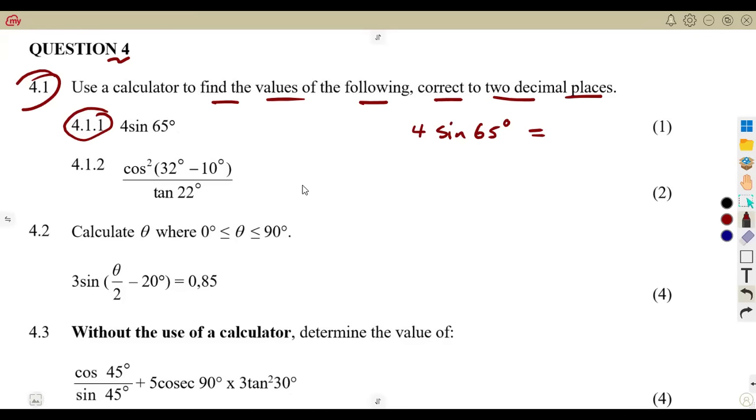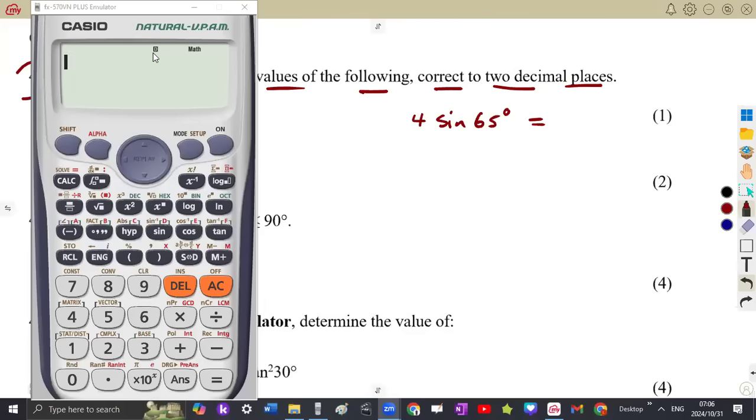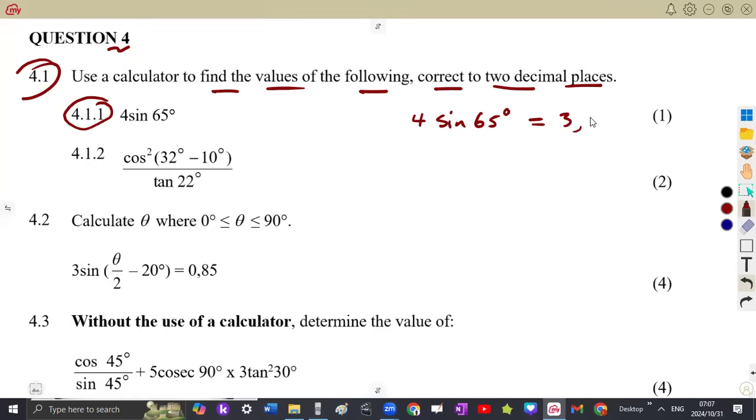So you just need your calculator, and make sure that your calculator has the D there, for degrees. So that's 4 sine of 65. This is what you're going to have, 3.6 and so on. You can even fix your calculator to 2 decimal places: Shift, go to setup, Fix, which is number 6, press 6, then you press 2. So your answer is direct to 2 decimal places, 3.63. So that's 3.63, just like that.